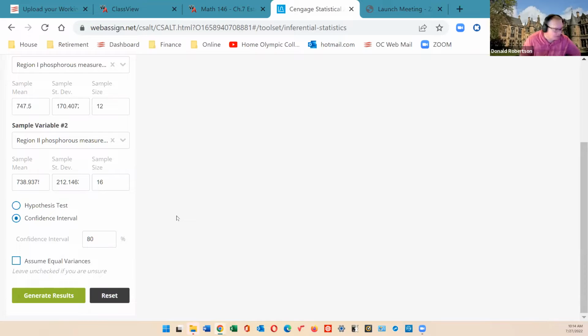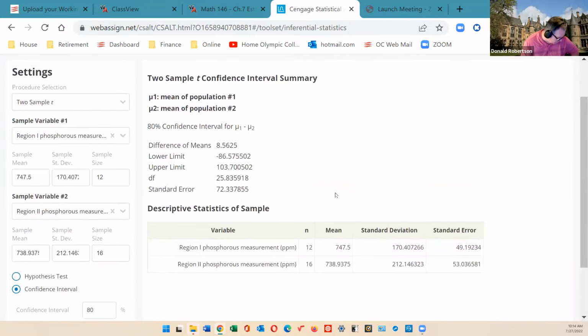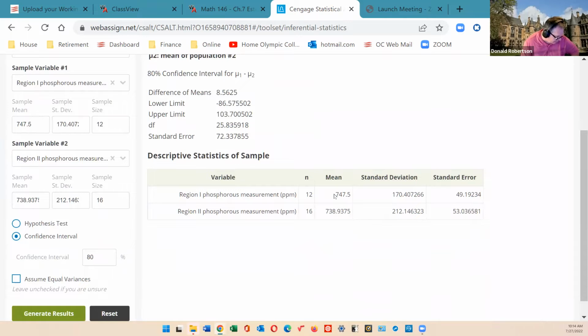You might not know it until after you've done all the number crunching. So anyway, generate results. Now, in this particular one, we have the mean and standard deviation of the first group, and we have the mean and standard deviation of the second. So now I'm going to use this data.